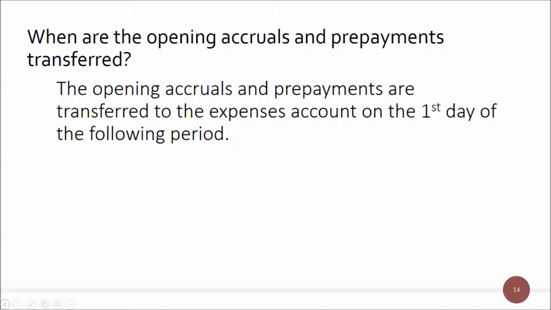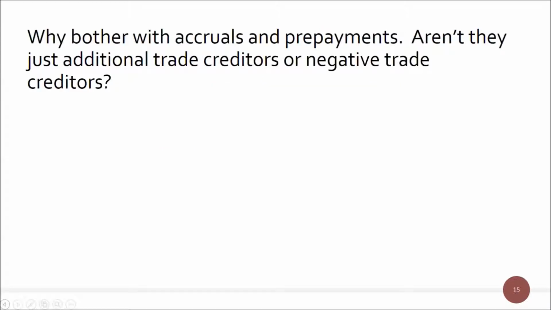In reality, nobody does that. They adjust it at the end of their financial period. But we'll stay in the theoretical world here that we're going to do in our extended trial balance. And so, if you're asked a question, they're reversed on the first day of the following period.